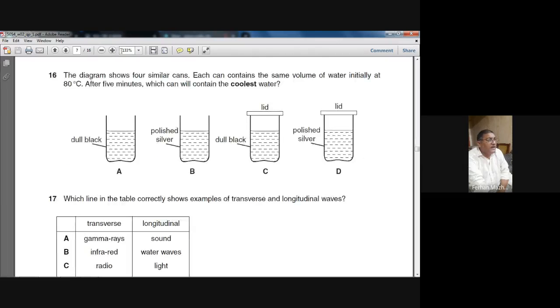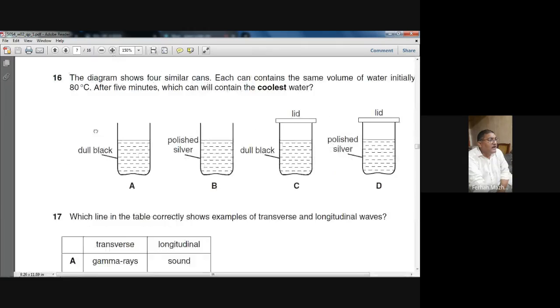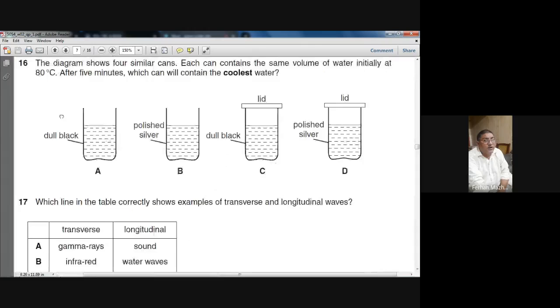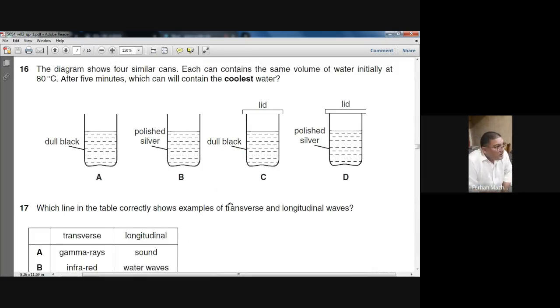On your screen, question number 16 is showing. The diagram shows four similar cans. Each can contains the same volume of water initially at 80 degrees centigrade. After 5 minutes, which can will contain the coolest water, which will lose the most heat? So I think A part.